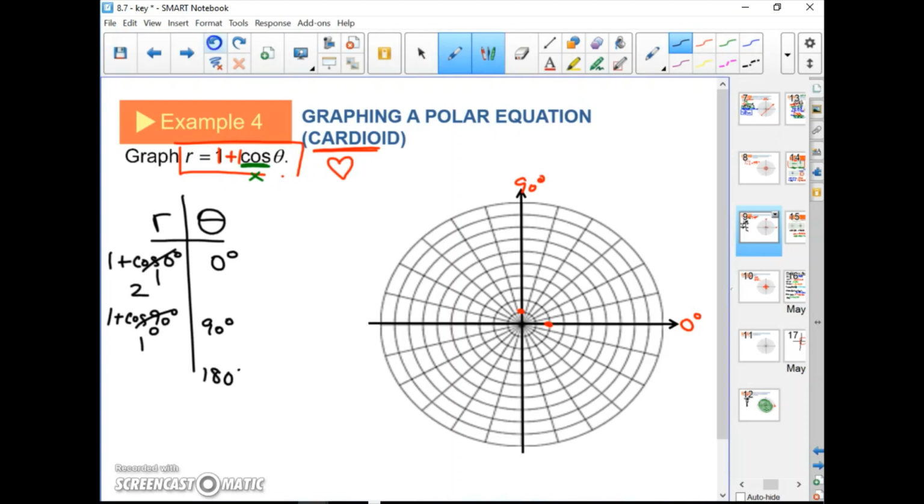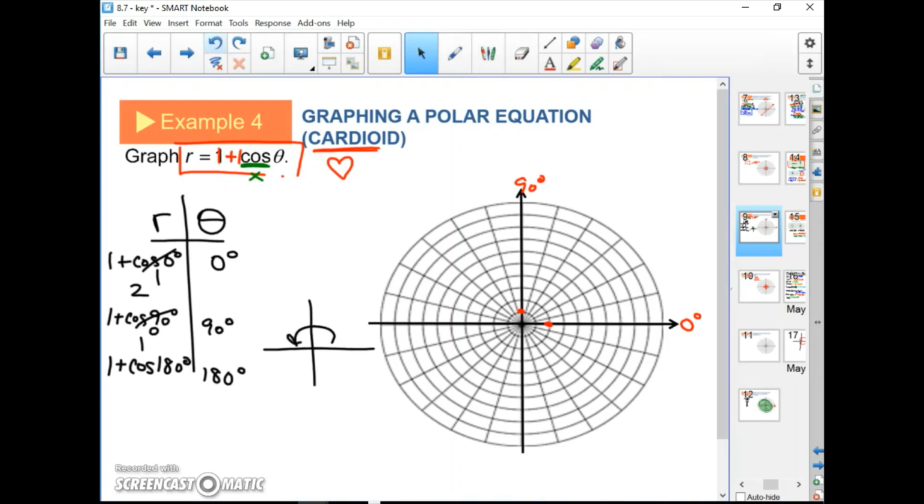Maybe we try something else easy, 180. 1 plus cosine 180. And where 180 is, right here. Sometimes people struggle with 180, but that's a 0 degree reference. So it's kind of like we're doing cosine 0, but it's over here. And we know cosine numbers are negative over here. So cosine 0 is 1, but on that left side, that's going to be negative 1. We'd have 1 plus negative 1 is 0, and so I've got the point (0, 180). (0, 180) is just, I guess, right there.